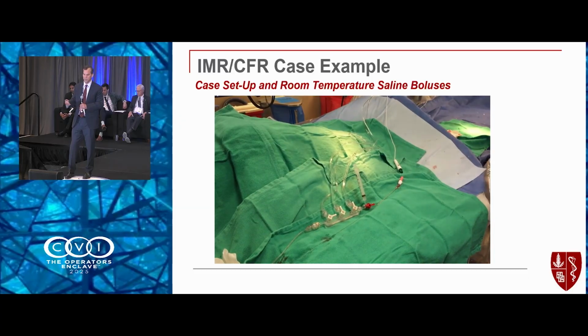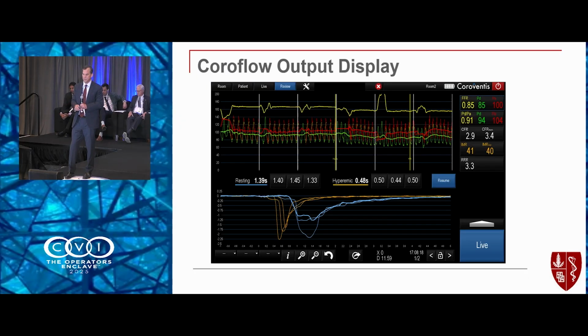You do 3 of these at rest, then you give adenosine, and you do 3 more. The blue tracings shown here represent the resting. The average was 1.39 seconds. And then the orange tracings are the hyperemic, and the average was 0.48. So our coronary flow reserve was 1.39 divided by 0.48, or 2.9.